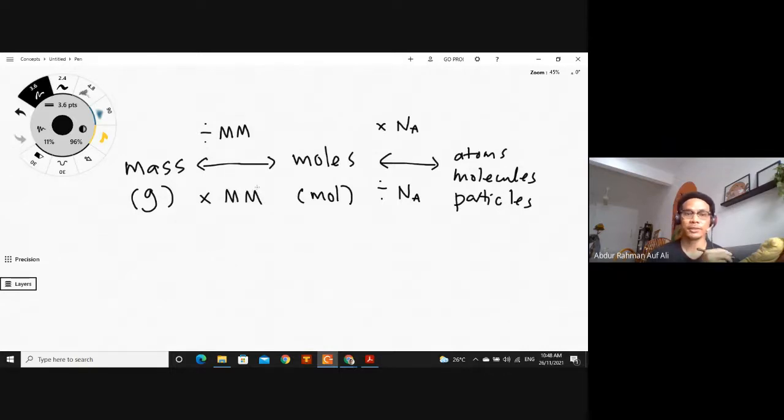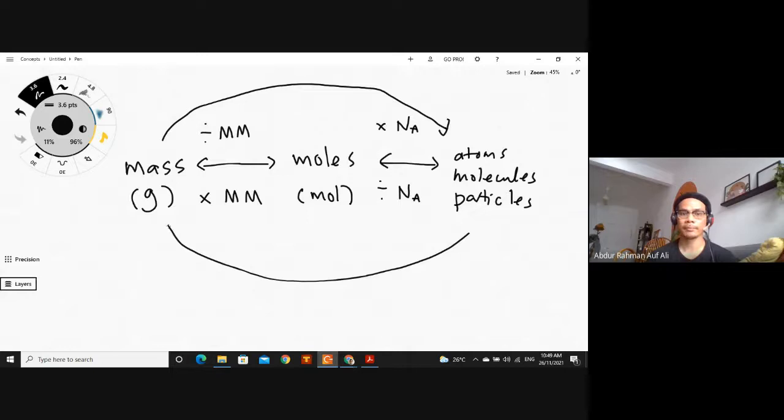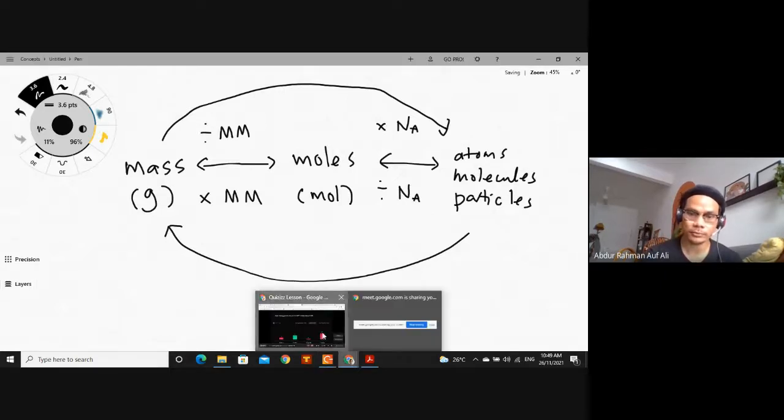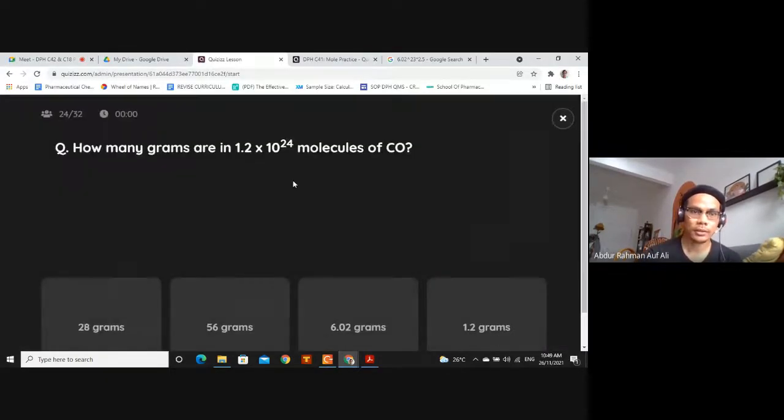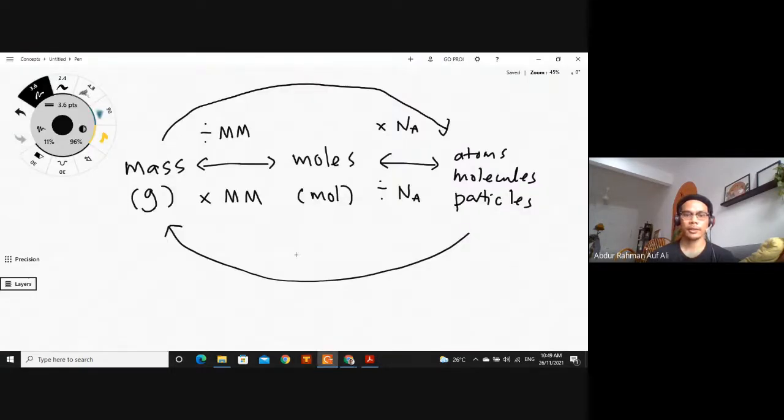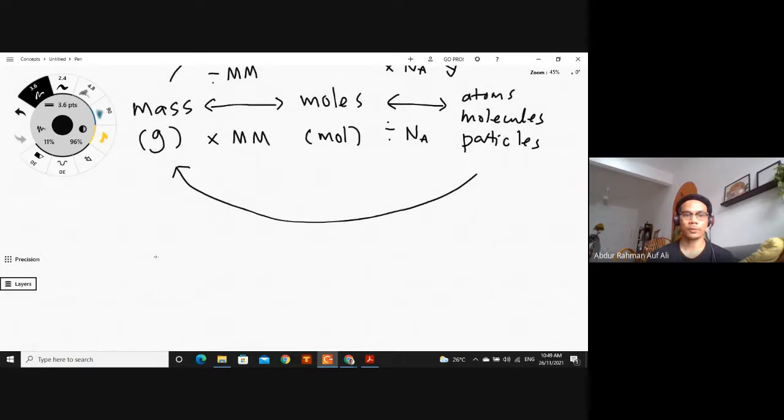So from the previous 3 questions, we start from here and we go to here. So dalam soalan tadi, kita diberi value of molecules, we have to find the mass in grams. So these are the steps yang kamu perlu buat. So to work this question out, the question is: how many grams are in 1.2 times 10 to the power of 24 molecules of CO? So untuk jawab soalan ni, I would like to solve this question first.